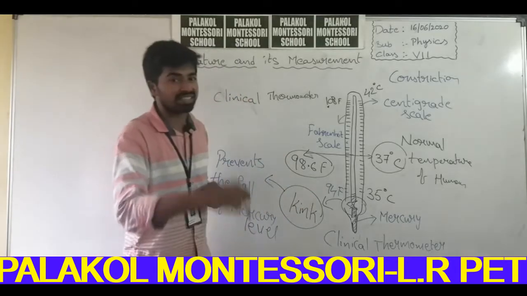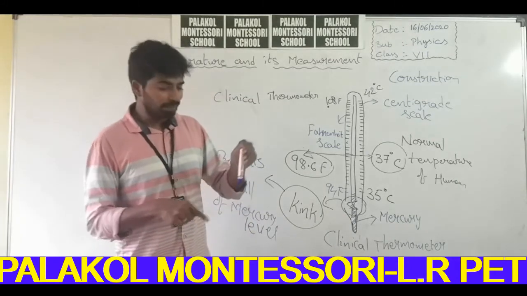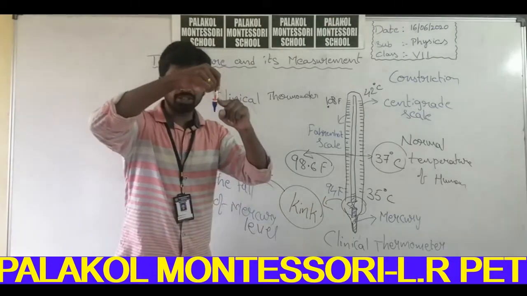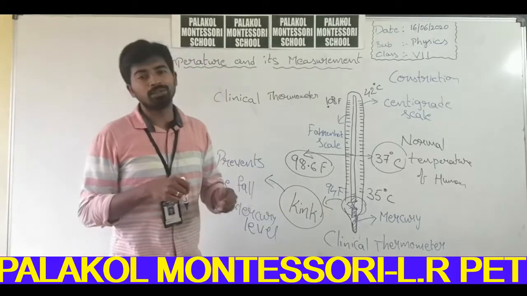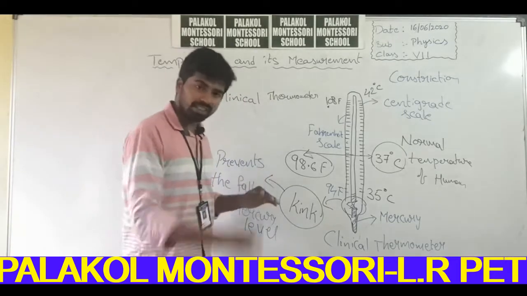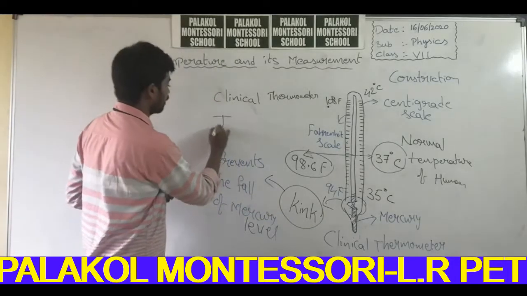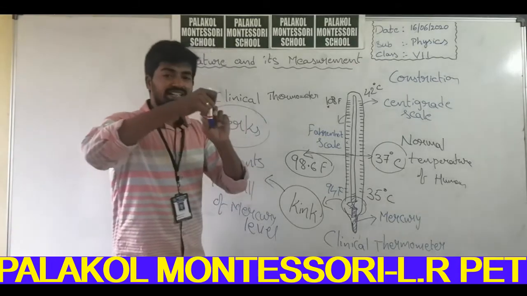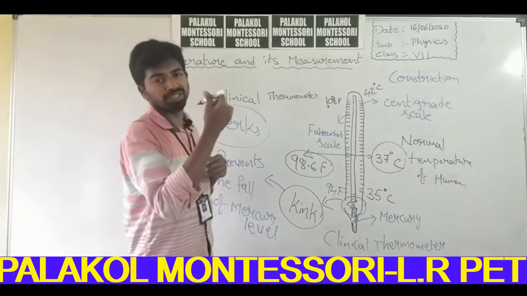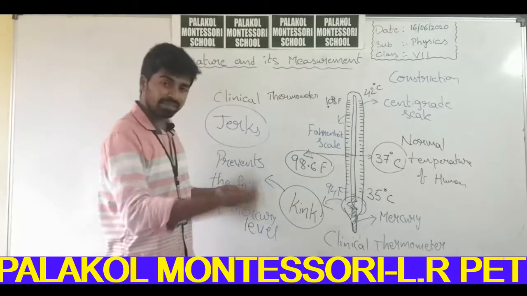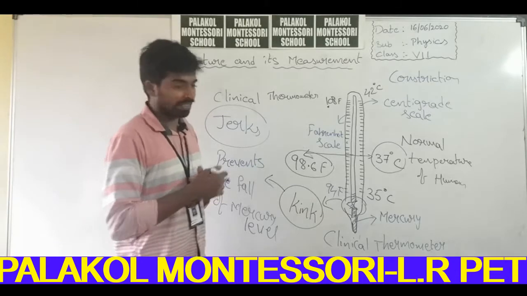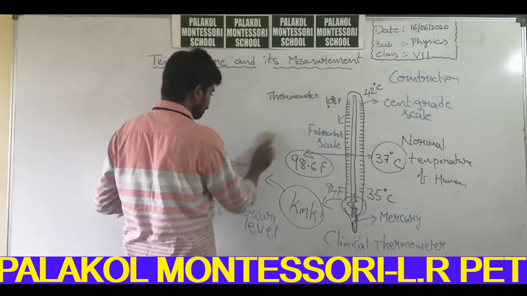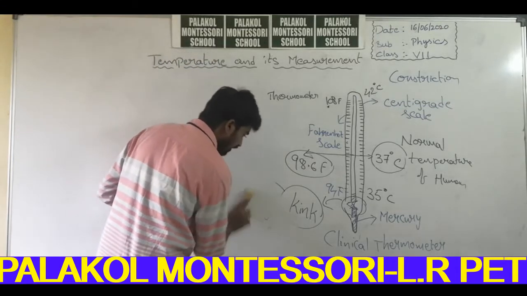Why are they giving some jerks? Because the clinical thermometer consists of a kink. By giving some jerks, the level of the mercury will fall down, and then it can be used to measure the human body temperature. That is the reason behind the jerks. So, this is the information about the clinical thermometer.